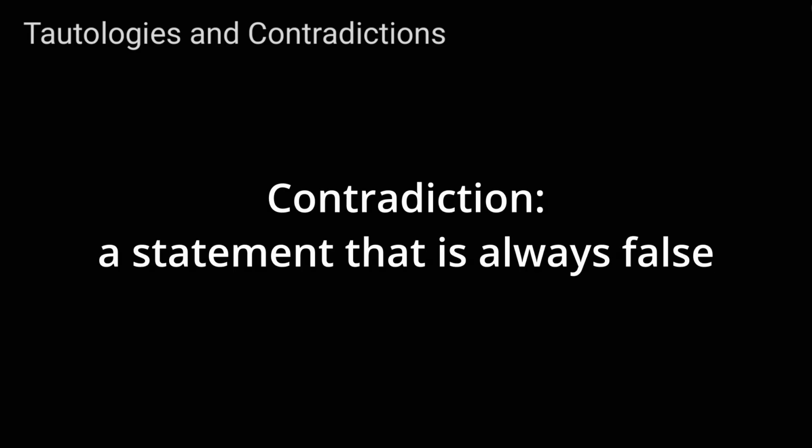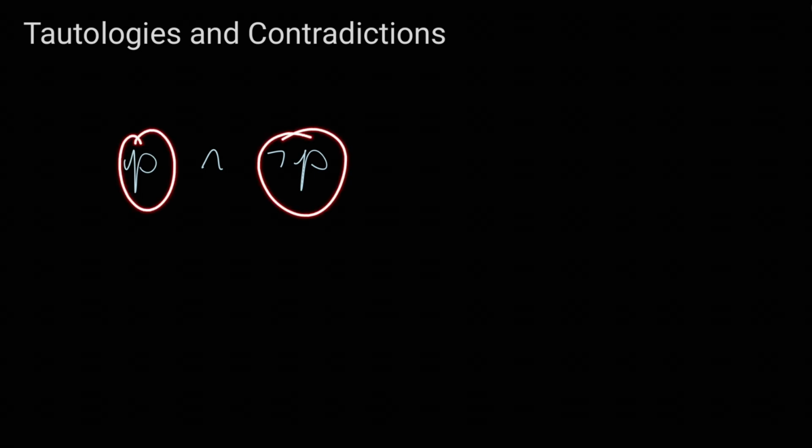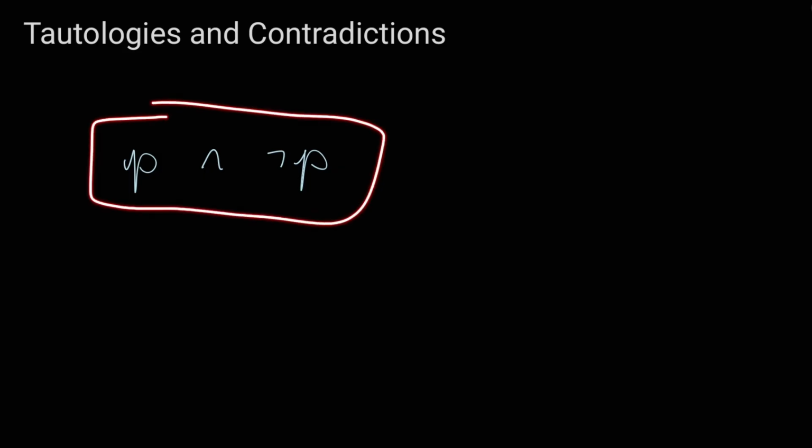Now, what is a contradiction? A contradiction is the opposite of a tautology. It's a statement that is always false. For example, P and not P. And it actually makes sense if you think about it, right? In which scenario do P and not P have the same truth value? In none, right? Whenever P is false, not P is true. Whenever P is true, not P is false. So this is a contradiction.